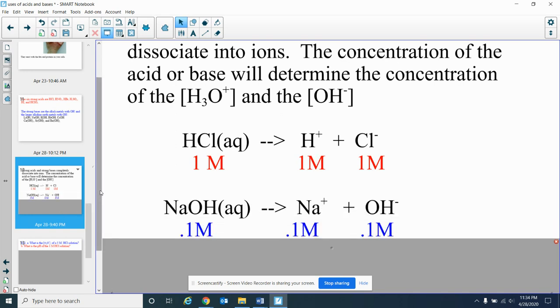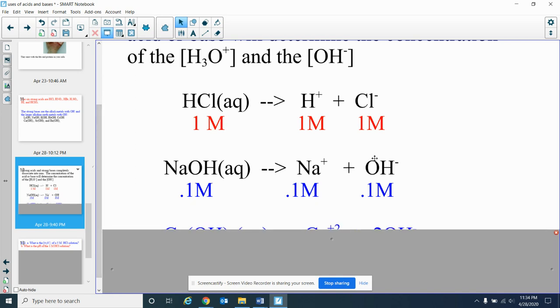Same thing for strong bases. Strong bases completely break apart into ions, dissociate in water. So NaOH splits up in a 1-to-1 ratio. If it's 0.1 molar NaOH, then you get 0.1 molar Na and 0.1 molar OH minus out of it. Again, for pH, all we care about is either the H plus, H3O plus, or the OH minus concentration. So it's a 1-to-1 ratio when there's 1 OH and when there's 1 H.